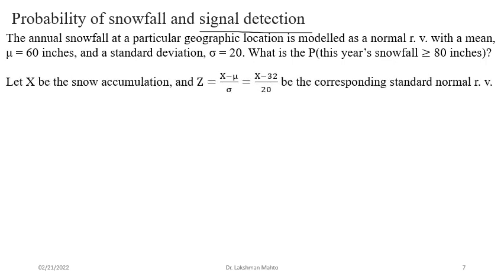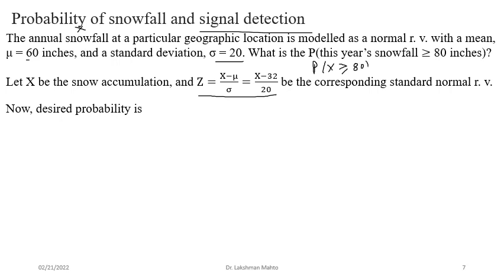But here it is already given that this snowfall is modeled by a normal distribution with this mean and this standard deviation, and hence we get the variance. So we are willing to compute this probability. How can we compute it? We have to convert this. Suppose we denote the amount of snowfall by x, then we have to write it in terms of z. This is the standardization process. We convert x into z as a standard normal random variable, with mean mu and standard deviation 20. We want to compute the probability that x is observing a value greater than or equal to 80 inches.